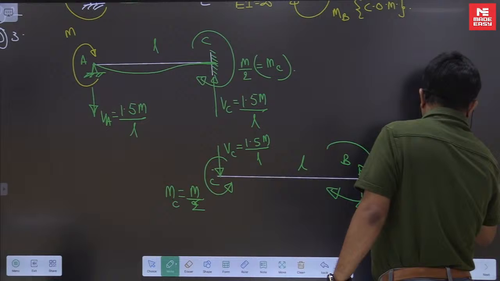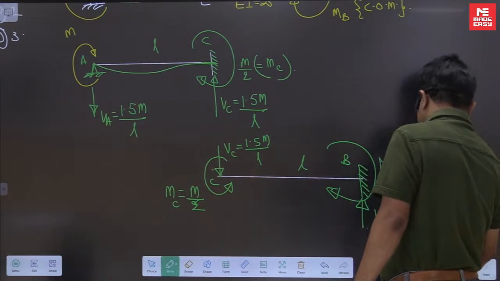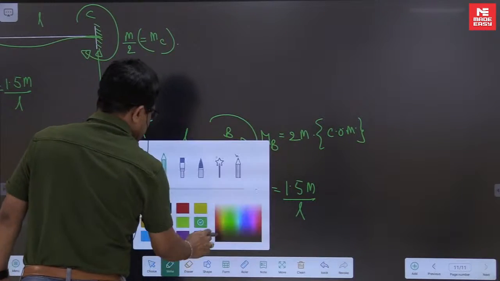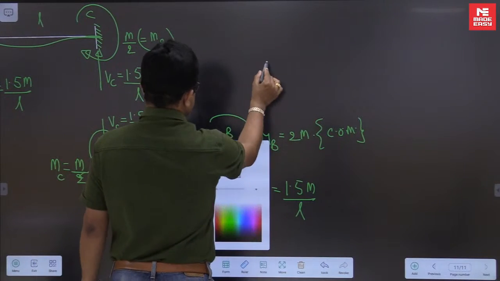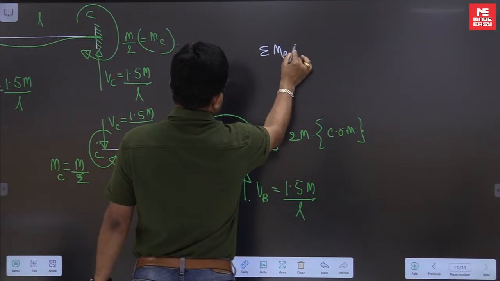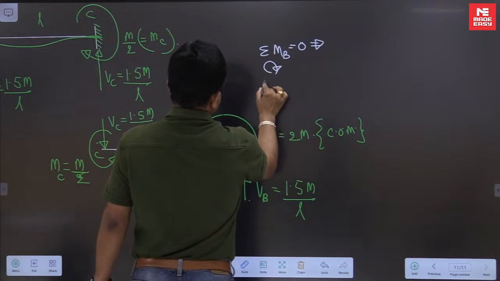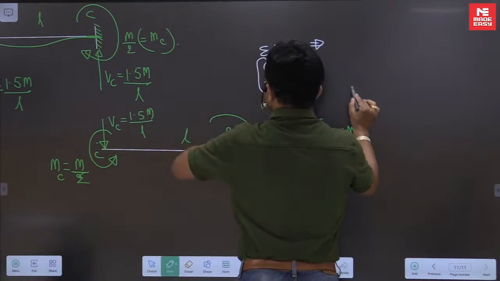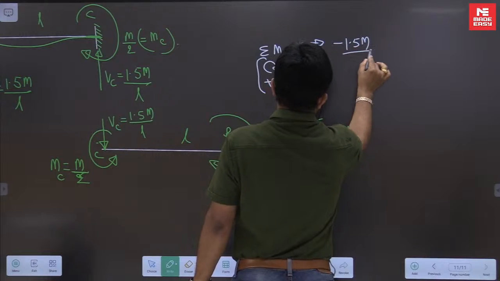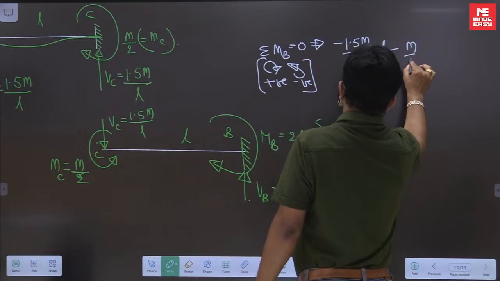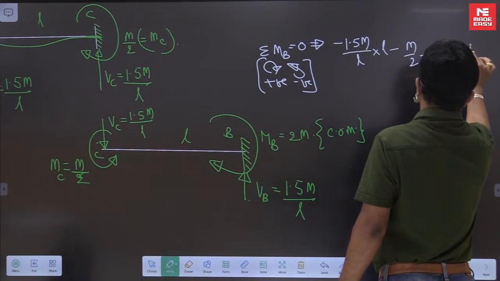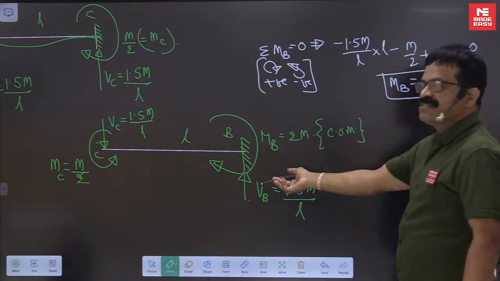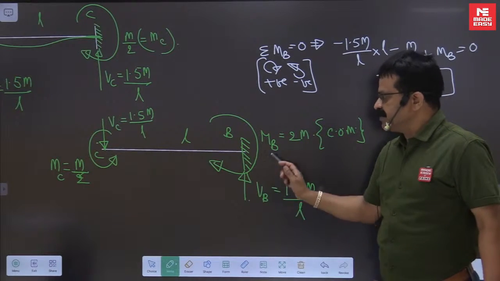Now this 2M we call the carryover moment. Supposing you have a doubt how this 2M has come, take moments of all forces about B equated to 0, clockwise positive, anticlockwise negative. So anticlockwise: minus 1.5 M by L into L, minus M by 2, plus MB is equal to 0. So MB you will get 2M. Equations of equilibrium are sufficient to find VB and MB.